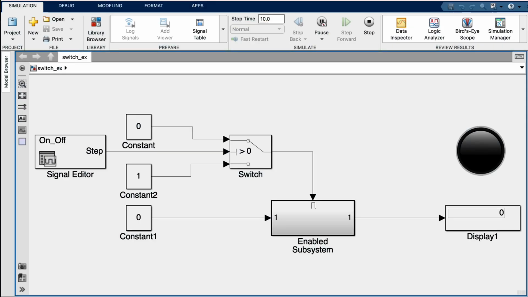Let's take a look at what this would look like in Simulink. This block has three inputs. The first and third are possible outputs, and the second is the control input. So, when we toggle the control input, the light turns on and off.